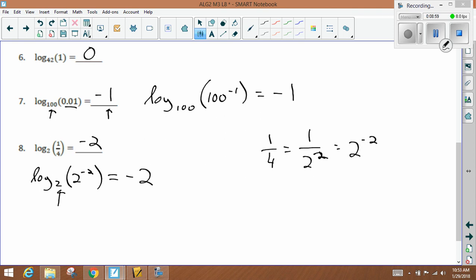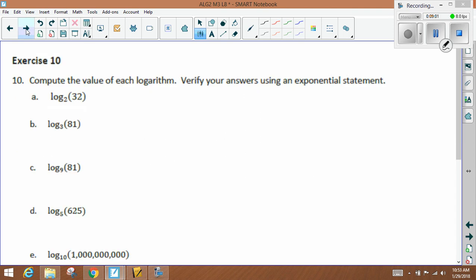Okay, let's go backwards. Let's go the other way. Or no, we're going to keep doing it. All right. Except for now we're going to write an exponential statement. So I think it'll kind of drive it home a little more. Let's go. Hey, 2 to what power is 32? 5. So that means that I could also say, hey, 2 to the 5th power is 32. These two equations are the same. They mean the same thing.